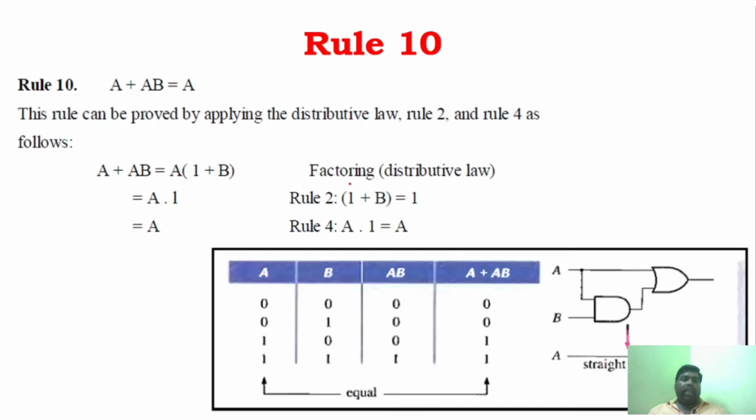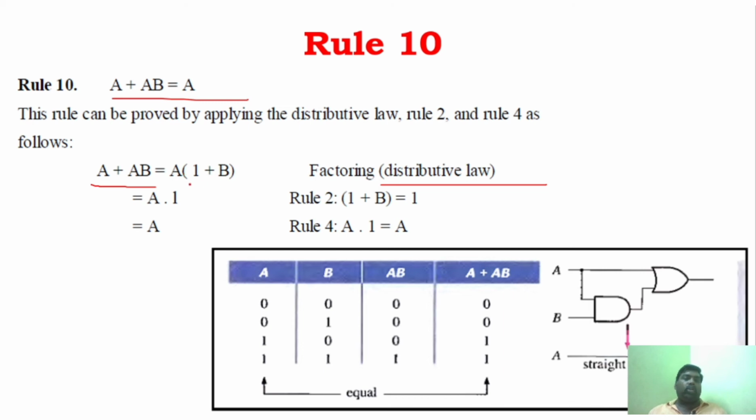And we will see rule number 10. Rule number 10, you can see here, A plus AB is equal to A. How will you prove this? You take this expression, and what we are doing is taking A as common, from the distributive law. If you take A as common, what will happen? 1 plus B, correct? We already saw what the distributive law is; you can go and see the distributive law in the previous video and you'll understand. So here we are taking A as common, so 1 plus B.